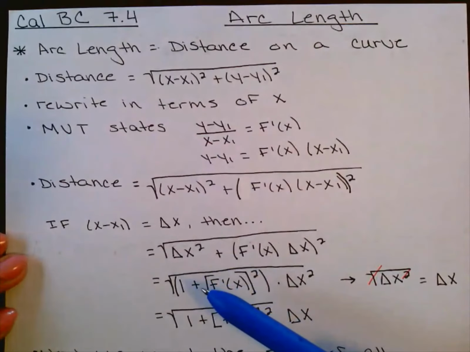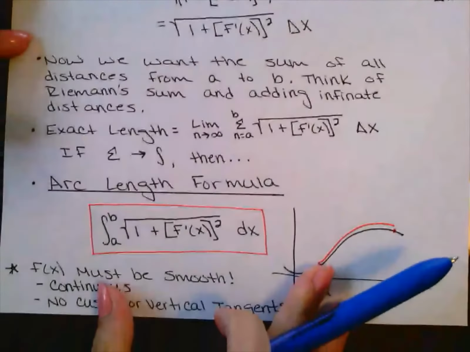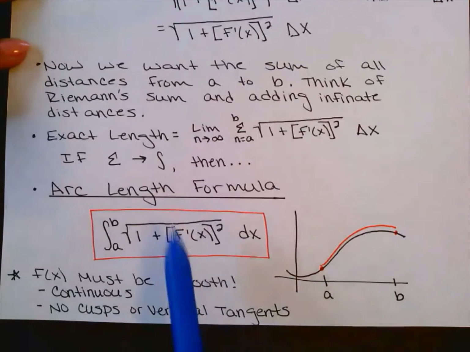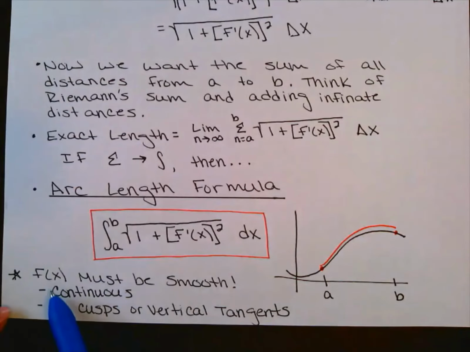Before I explain to you this portion, which is how we come about the formula, I want to take a minute and just show you what's expected on the AP test, which is to have this formula memorized. This is one of the easiest questions to get. All you have to do is confirm that the function is smooth, meaning that it's continuous and it has no cusps or vertical tangents, okay?